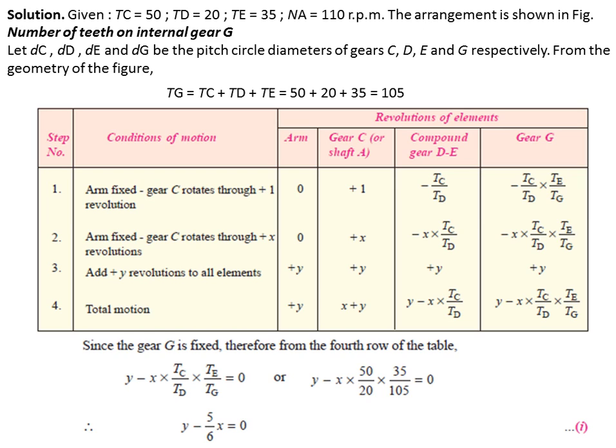Then multiply by x, add y, so you get the equations like this in the form of x and y. And when you solve this with the initial condition which is given there, gear G is fixed. G is fixed means the last one here, y minus x into Tc by Td into Te by Tg, this entire thing becomes 0. So from this you get the equation as y minus 5 by 6 x equal to 0. Okay, so from this you get one equation.